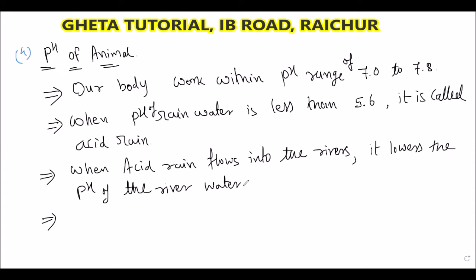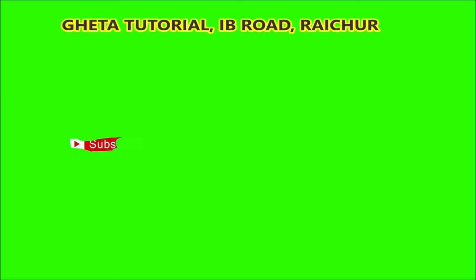So if you want to neutralize this acid, we have to add a base. Now the river water is acidic, so what do you have to add? A base, to neutralize the acid which came from the acid rain. So what base will we add to the river water?